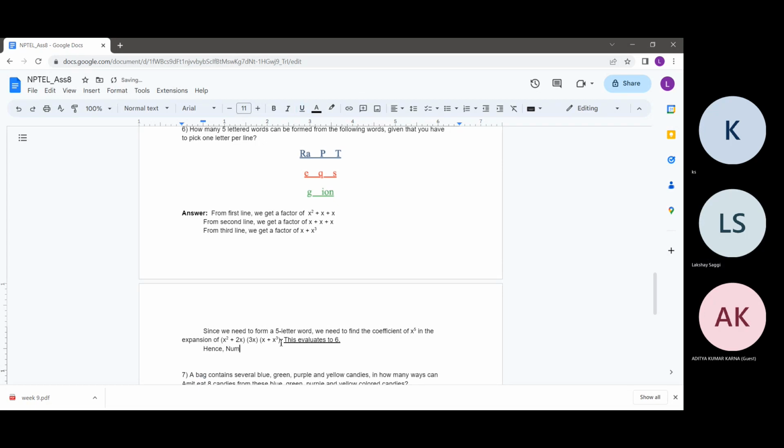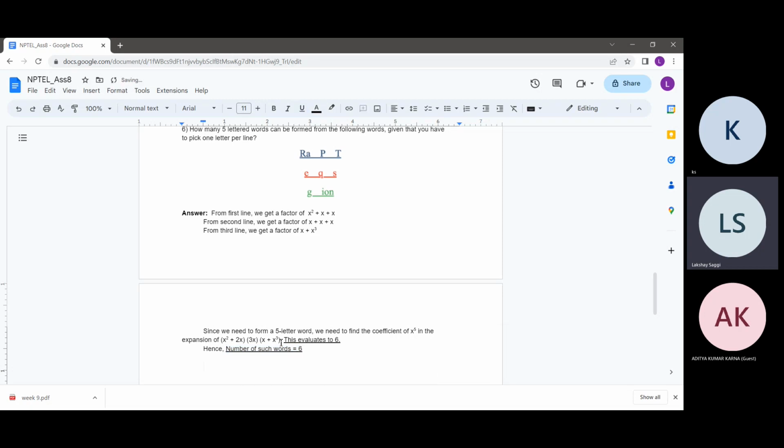Hence the number of such words is equal to 6. This is the correct answer. One takeaway from this I need to point out is that I'll just put it as a note also, because I think it's very important.